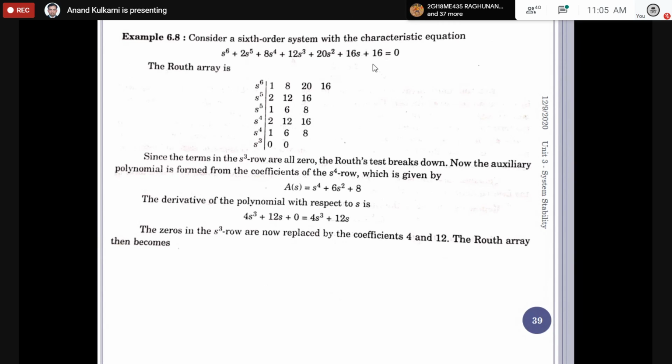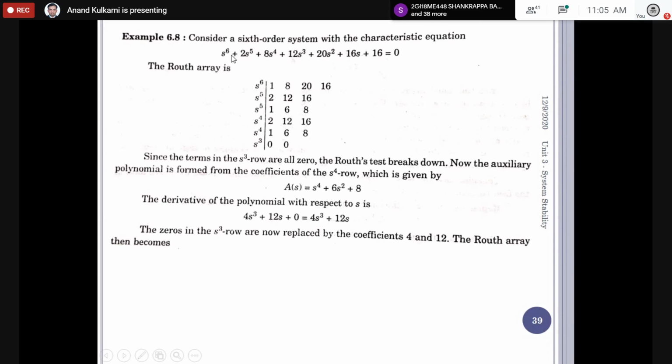Highest power of S is 6 and all the signs are positive, all the terms are present. S to the power 6, S to the power 5, 4 is there, 3 is there, 2 is there, 1 is there and 0 is there. So you can proceed further. Then arrange the Routh array.